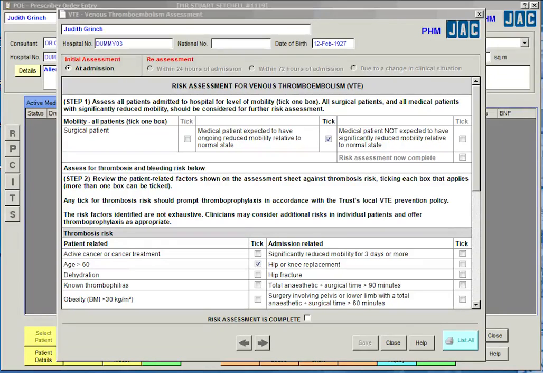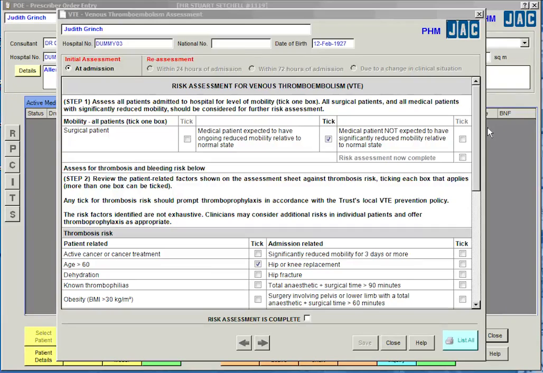For all inpatients, a thromboprophylaxis risk assessment needs to be completed. This is otherwise known as a TRA. This is what it looks like on EPMA. There are 3 steps. Step 1 is to assess essentially the mobility of the patient.